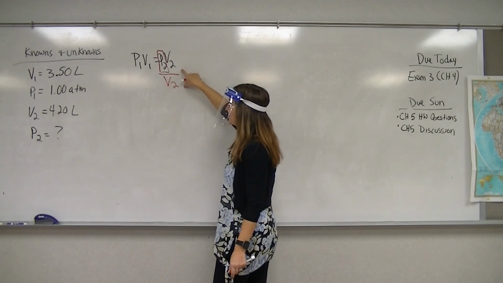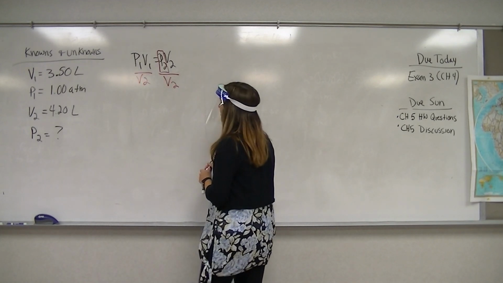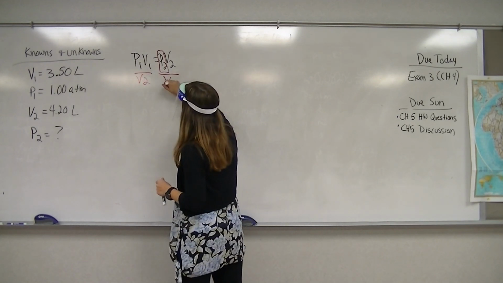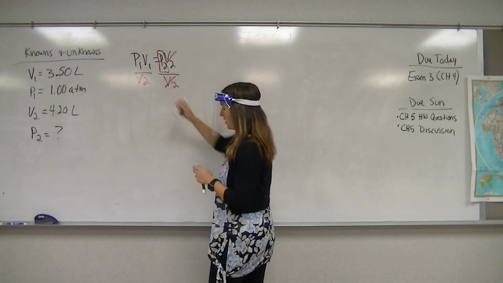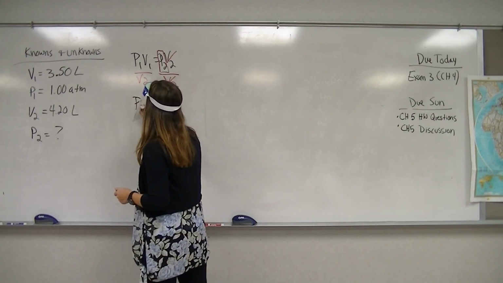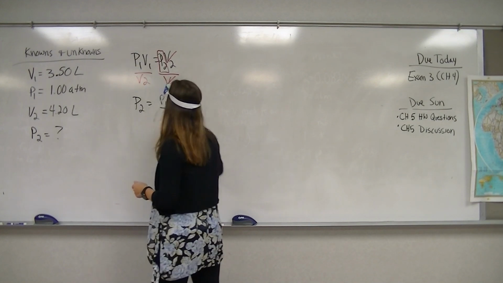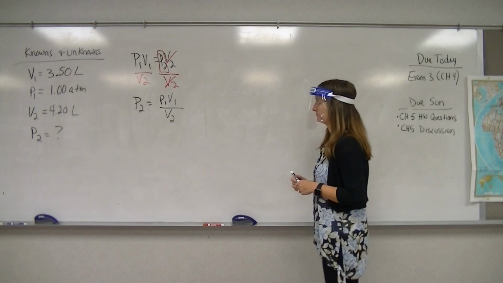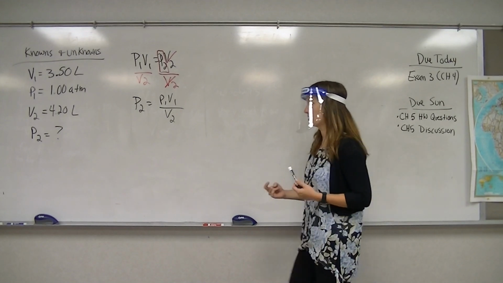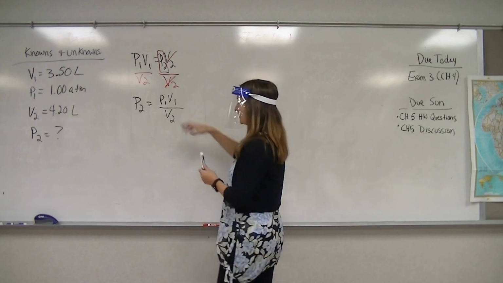So if I divided by V2 on this side, I also need to divide by V2 on that side. So over here it cancels. On the other side, it doesn't cancel. So rearranged, I have P2 is equal to P1 V1 over V2. So now it's rearranged to solve for my second pressure. So now I just plug in my numbers.